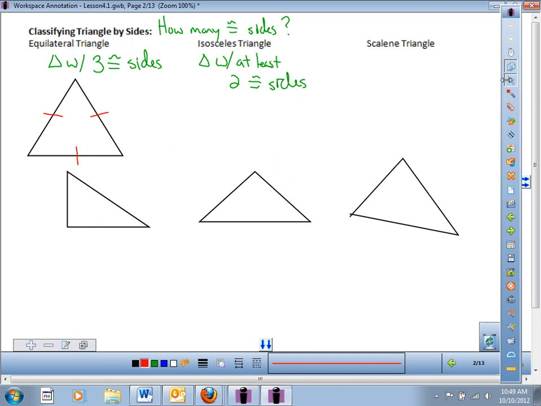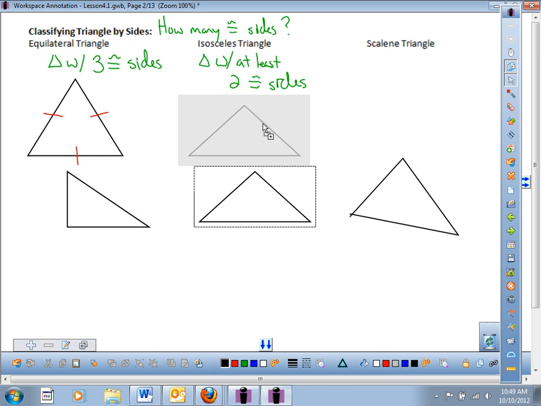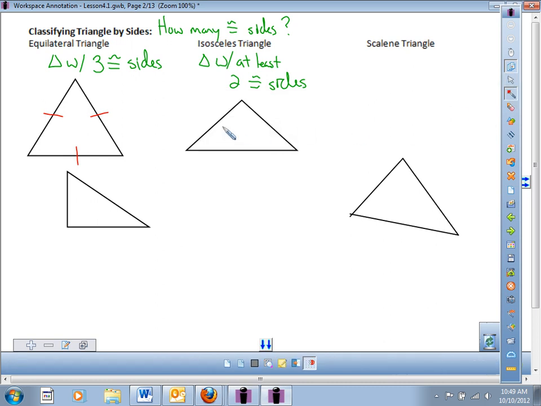Now, which one of these remaining triangles down here looks like it has two equal sides? Well, to me, this side and this side don't look equal in this triangle. I'm not sure on these, but if we look at this triangle, this side and this side look equal. So this one right here would be my isosceles triangle, where this side and this side are congruent.